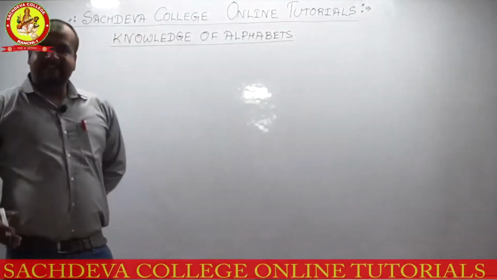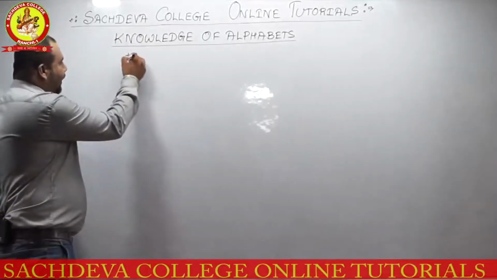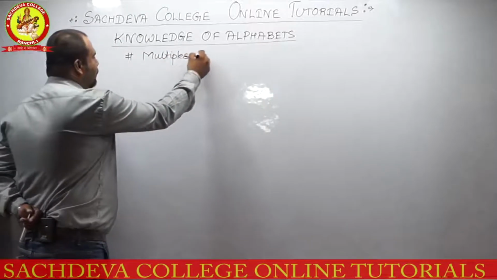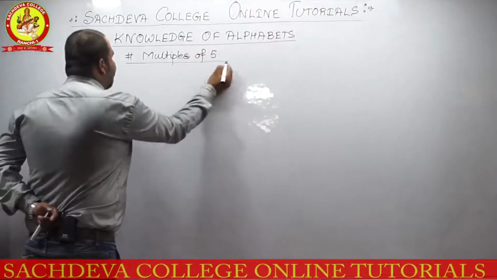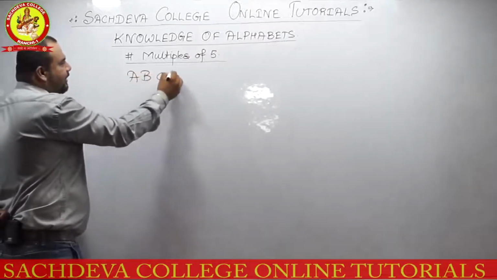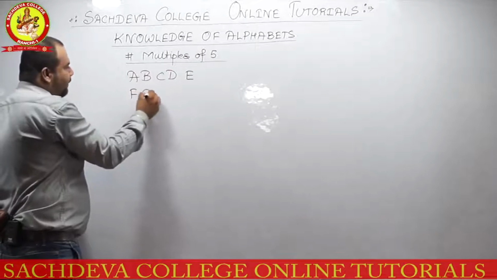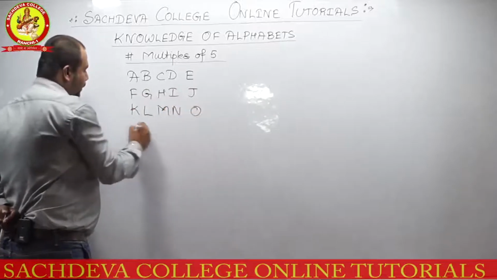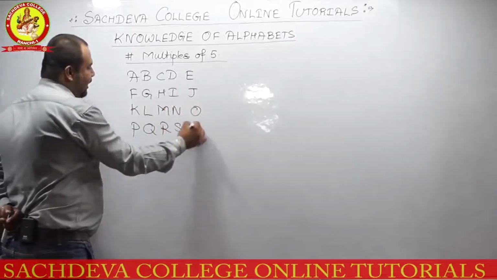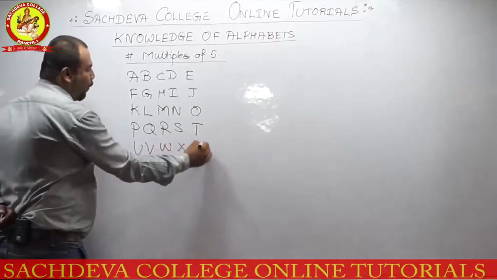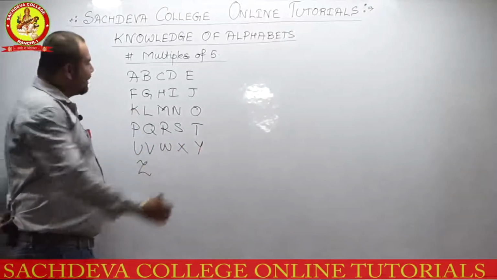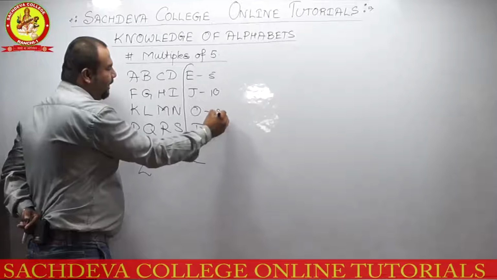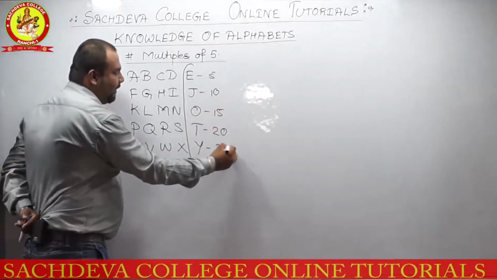number one, multiples of 5. You might have heard about EJOTY. A, B, C, D, E, then F, G, H, I, J, K, L, M, N, O, P, Q, R, S, T, U, V, W, X, Y, and then Z. Now we can see that E, J, O, T, Y is E5, J10, O15, T20, then Y25. Yes or no?